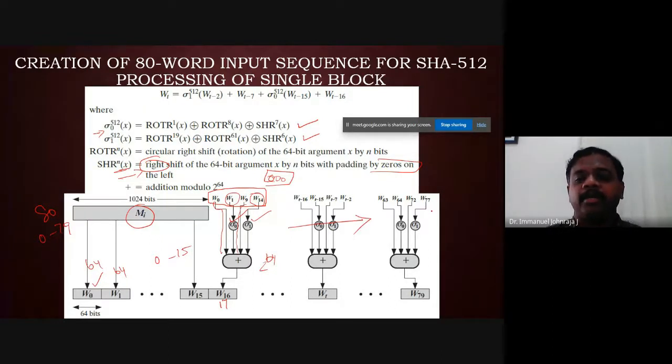And finally you will end up with getting these values. We also have sigma, how the values are calculated and so on. So this is your schedule of the word which is given to every round of your SHA function.